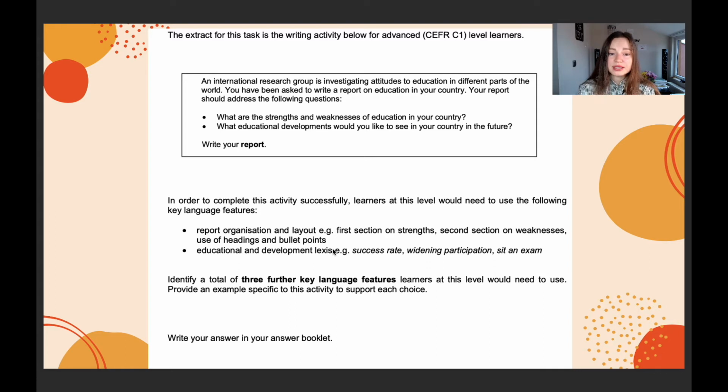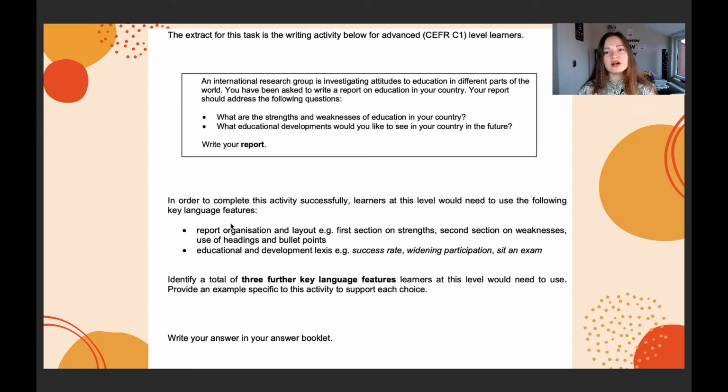You need to provide 3 key features, which means if you have this in the task, you can't use it anymore in your answer. So you can't talk about the organization or the layout because it's mentioned over here as an example. And you shouldn't write about educational and development lexis because it's also written in the task. So these 2 features should be excluded from your answer, and you need to identify a total of 3 key language features. Bear in mind the level.